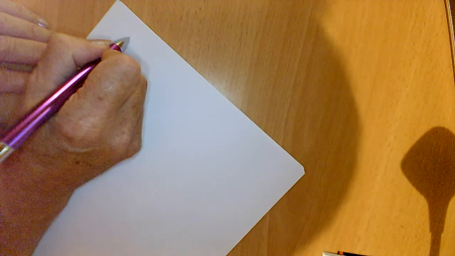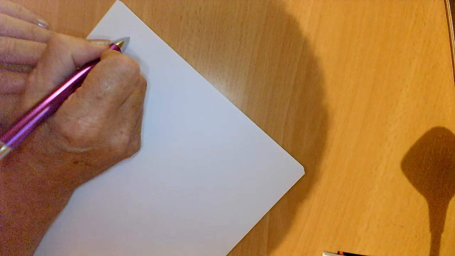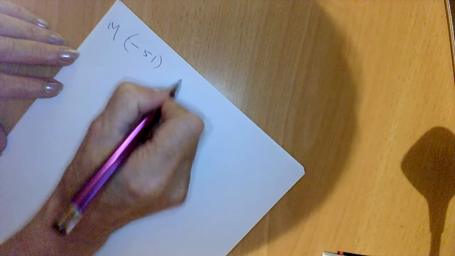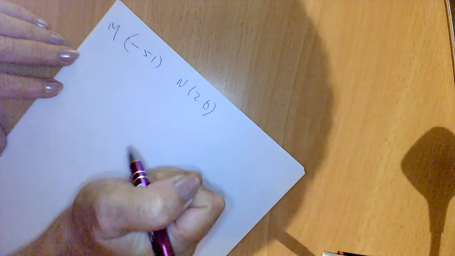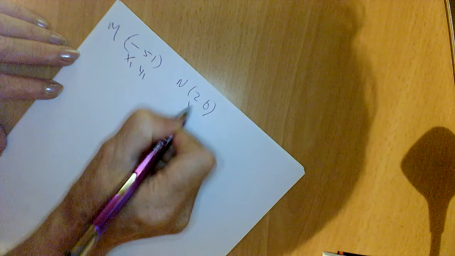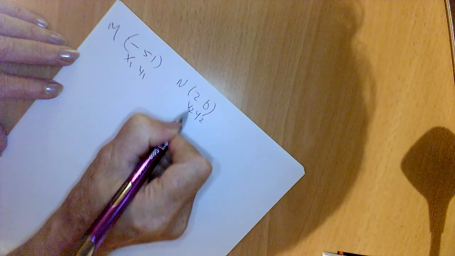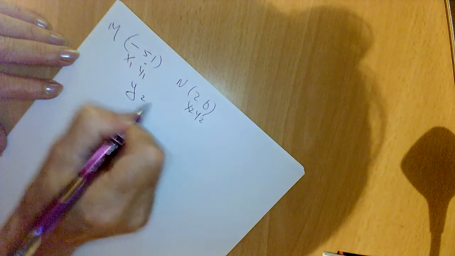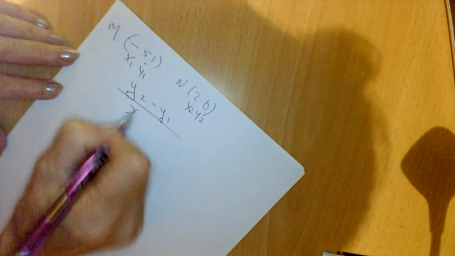Plot the 2 points. Again, I'll leave that to yourself. Find the slope of MN. I have (-5, 1) for M. I have N as (2, 6). Find the slope. x1, y1, x2, y2. Slope, I have 2 points, I can use y2 minus y1 all over x2 minus x1.